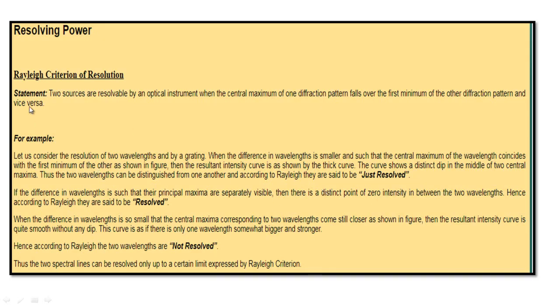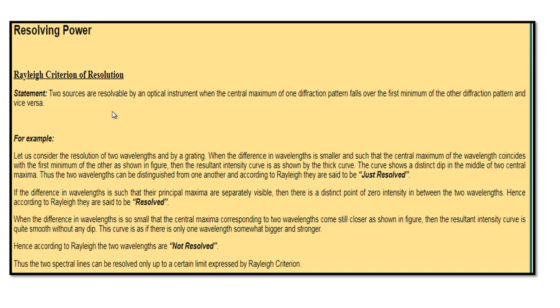So what is meant by resolving power? Resolving power of any optical instrument is the ability of the optical instrument to see two wavelengths as distinct or separate, or it is the ability of an optical instrument to see two microscopic objects which are very close to each other as distinct or separate.